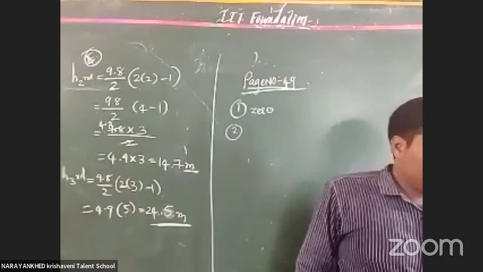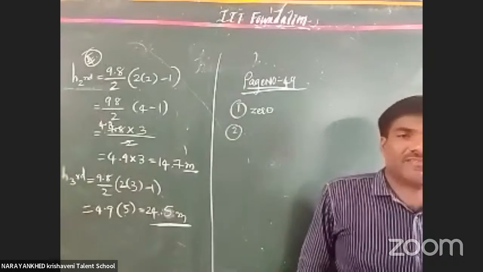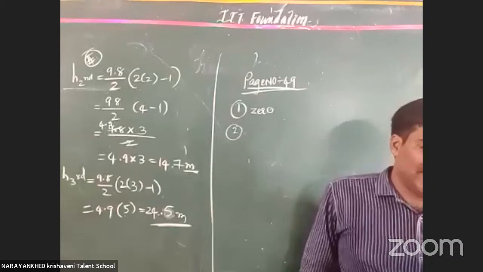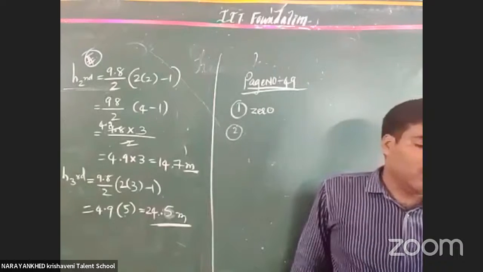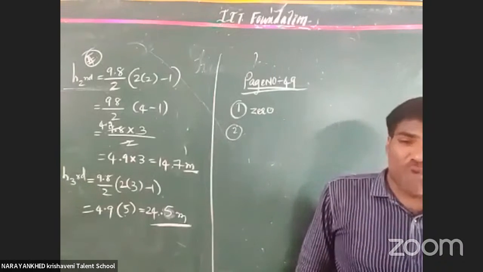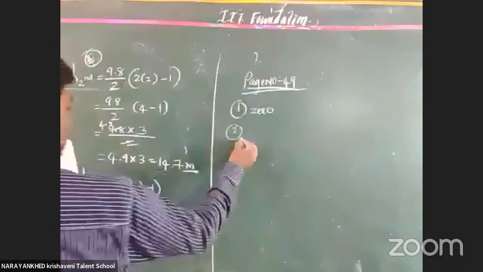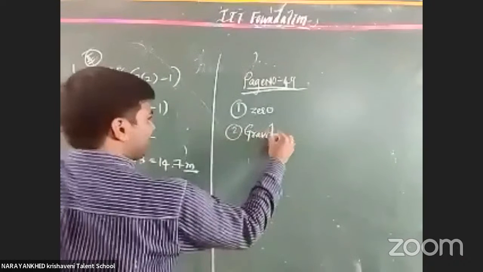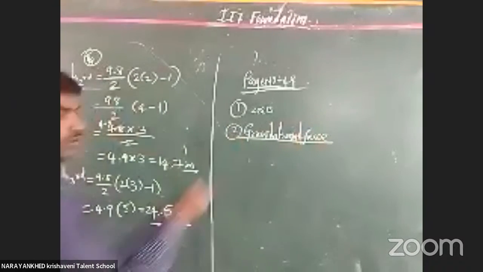The force with which the earth pulls the object towards it is called the what? Once again, the force which the earth pulls the object towards it is called the gravitational force. Already you know this very well. In your first lesson also it is there. Gravitational force.